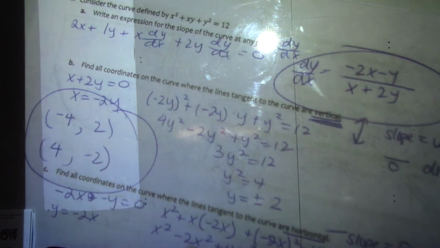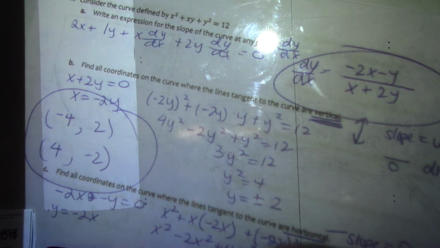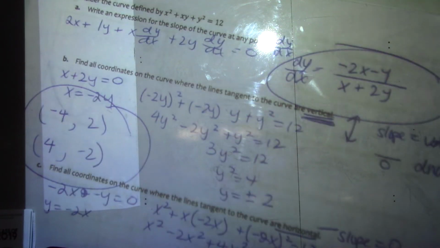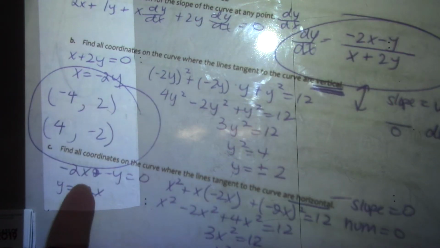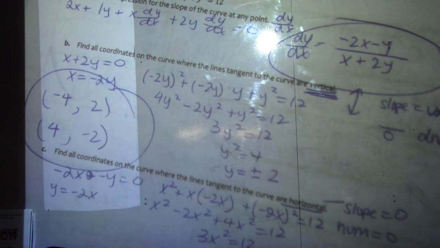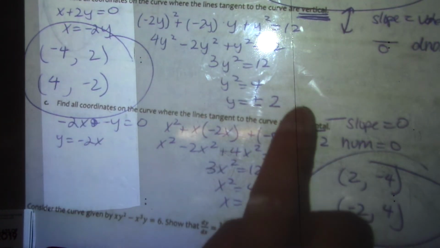This becomes negative 1 plus 4 is 3. X squared equals 4. X equals plus or minus 2. So I've got 2 and negative 2. And then we just plug in: when x is 2, y is negative 2 times 2, which is negative 4. And when x is negative 2, y is negative 2 times negative 2, which is positive 4. So these are the 2 points where I have a horizontal tangent line.